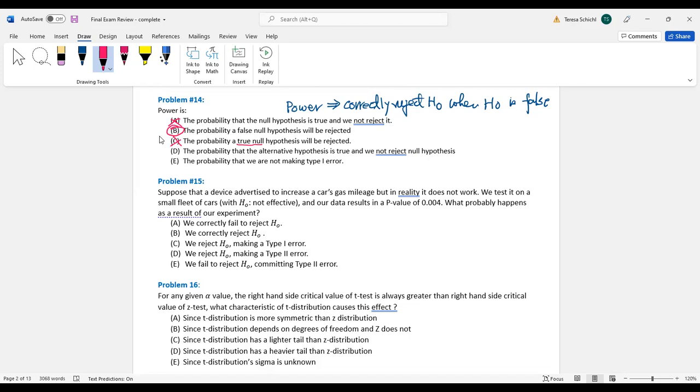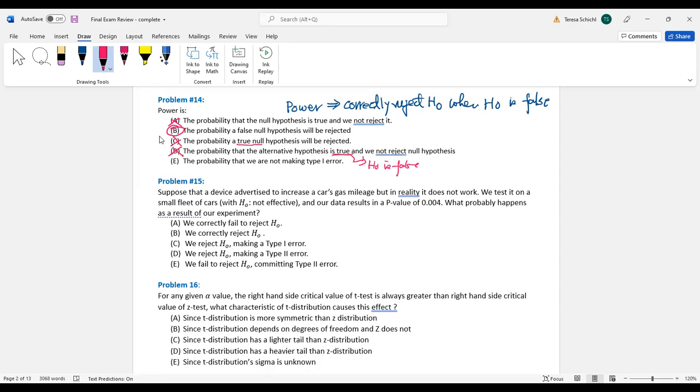Okay, let's take a look at this one. The probability that the alternative hypothesis is true and we do not reject the null hypothesis. So this is not true. When the alternative hypothesis is true, basically you will say the H0 is false, right? So when H0 is false, you are not rejecting. It's not what we defined here. So this is not the power definition.